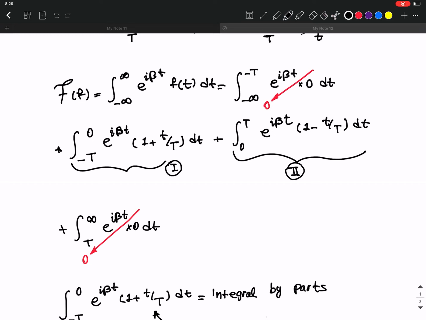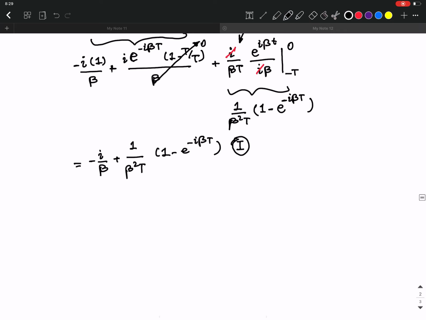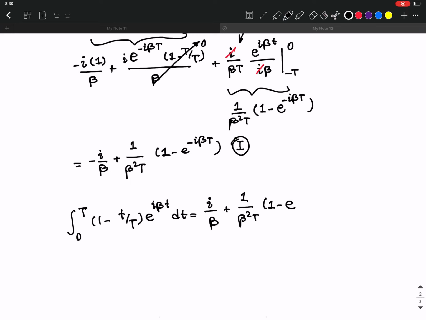So the second integral says the integral from 0 to t of (1 minus t over t) e to the power i beta t dt equals, so similarly I'm just going to write it down and you can calculate it very similarly to this one. So it's going to be i over beta plus 1 over beta squared t times 1 minus e to the i beta t. So this is going to be my second integral.